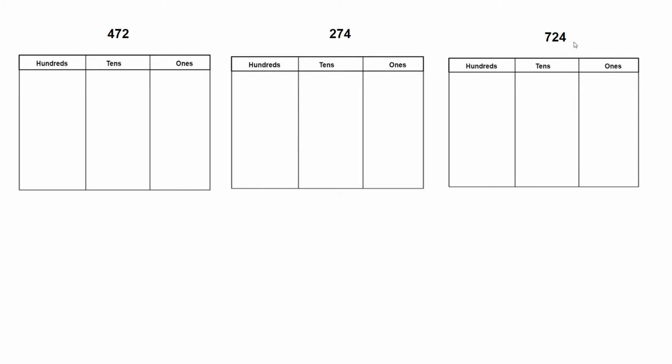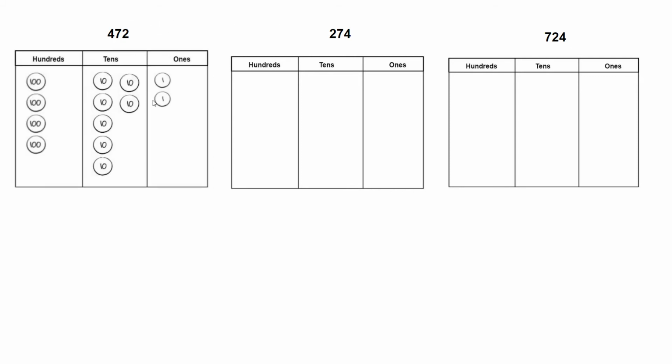I have 472, 274, and 724. We're going to represent these numbers with our place value disk. Let's start with 472. Here we go. I model 472 by drawing 4 groups of 100, 7 groups of 10s, and 2 ones. 472. Now let's take a look at 274.